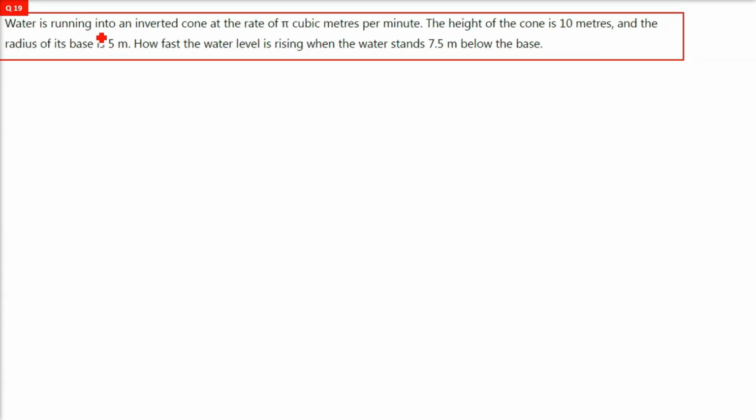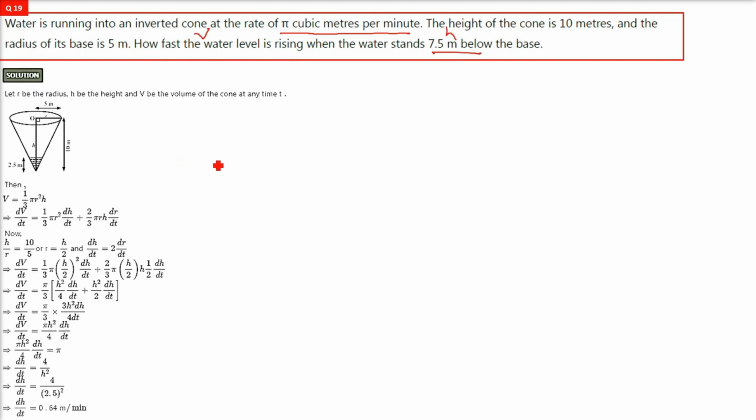Water is running into an inverted cone at the rate of pi cubic meters per minute. So it's volume by time, dV by dt is given. The height of the cone is 10 meters and the radius of its base is 5 meters. How fast is the water level rising when the water stands 7.5 meters below the base? So with volume and height, we have to find out the rate: how fast is the water level rising?